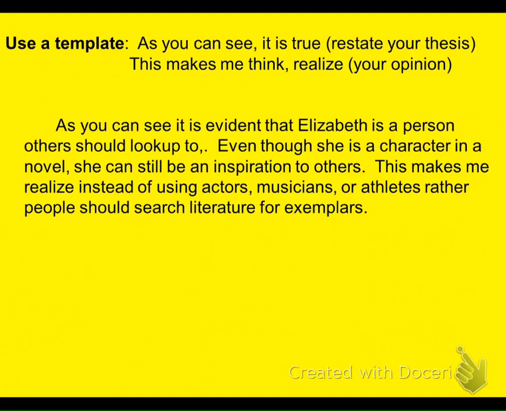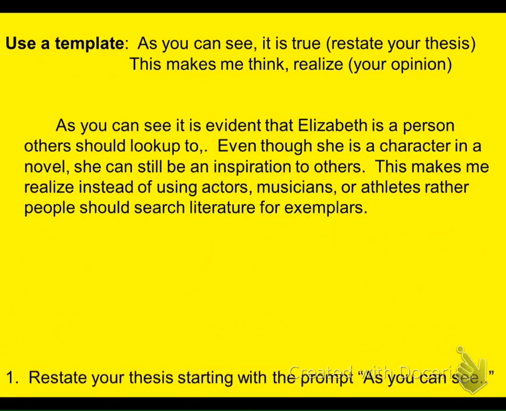Okay, here's another example. This is from a literary essay. Because listen to me, you have to understand the strategies I'm teaching to you can be applied across numerous types of writing pieces. Okay, it's not just for a personal essay, but for other pieces as well. As you can see, it is evident that Elizabeth is a person others should look up to. Even though she is a character in a novel, she can still be an inspiration to others. This makes me realize, instead of using actors, musicians, or athletes, rather people should search literature for exemplars.